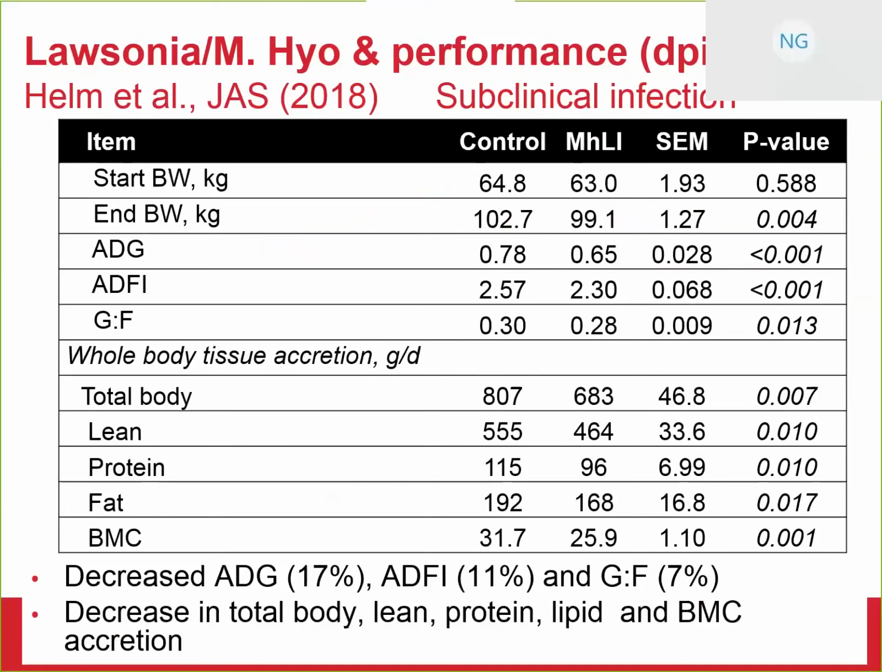But even with a subclinical mild challenge here, we still saw about a 17% reduction in average daily gain over this 42-day challenge period, and about an 11% reduction in feed intake over that period of time. And that translated to, if we look at it on a whole body tissue accretion basis, about a 15% reduction in lean accretion and protein accretion in these pigs, and fat accretion due to the dual challenge.